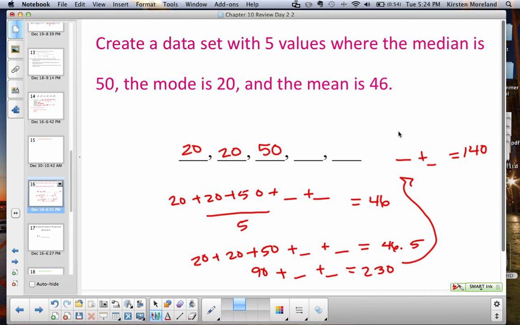So the only 2 numbers I cannot pick are 70 and 70 because I cannot have another mode. So I could pick 60 and 80 as my 2 numbers. Or I could pick 65 and 75. Anything that adds to 140 would be right.